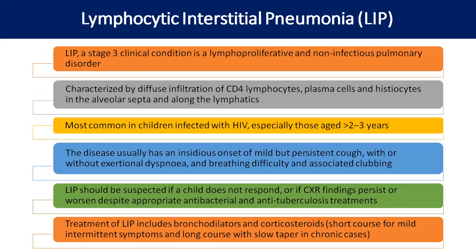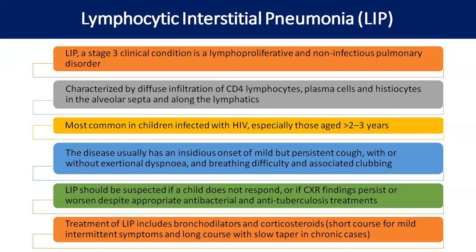The second comorbidity of the respiratory system is LIP, which is lymphocytic interstitial pneumonia. LIP is a stage 3 condition again, and it is a lymphoproliferative and non-infectious pulmonary disorder. It is characterized by diffuse infiltration of CD4 lymphocytes, plasma cells, and histiocytes in the alveolar septa along the lymphatics. Most common in children infected with HIV, especially those aged more than 2 to 3 years.